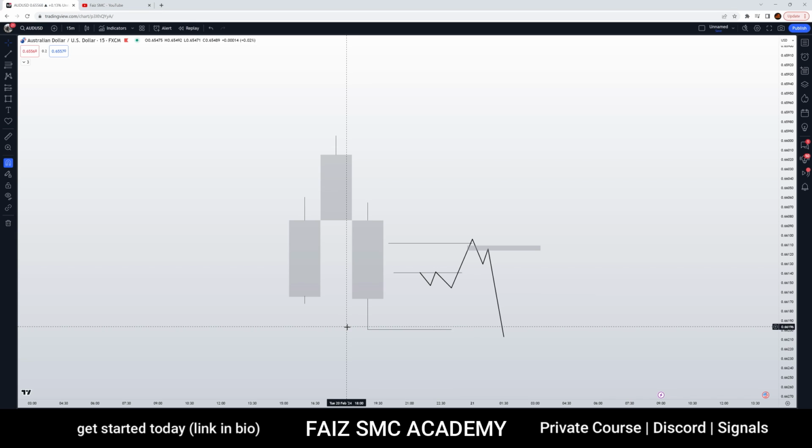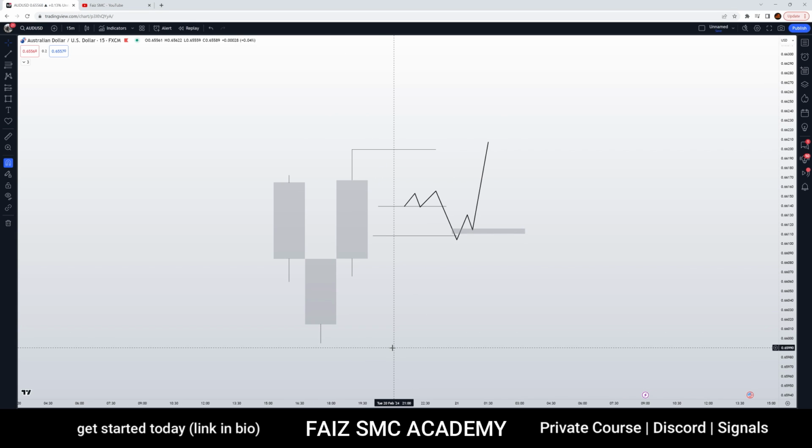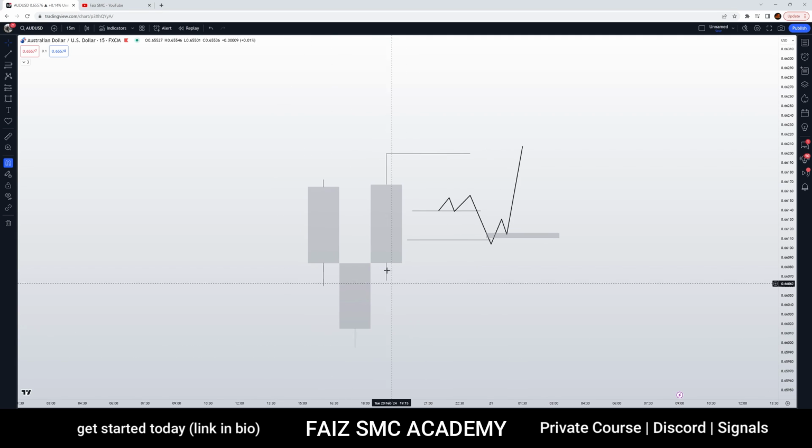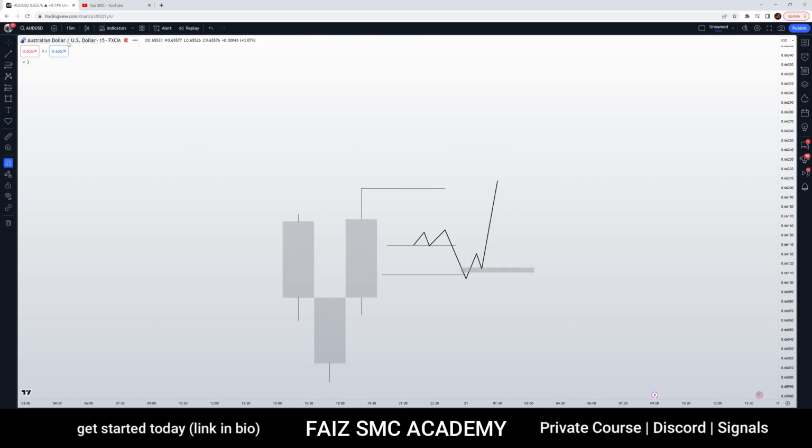As long as this low is not breached before your entry, the setup will remain valid. So on the 15, you identify the swing low. So let's assume that we identified a swing low on the 15-minute.